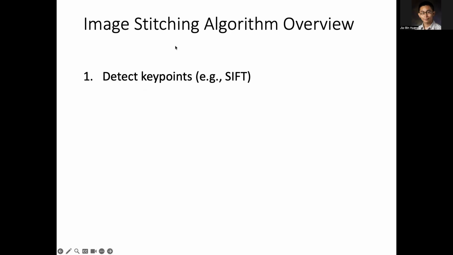All right. So how does the overall image stitching algorithm work? You have two images, let's say image 1 and image 2, and you want to match image 1 and image 2 so that you can warp image 2 to image 1.